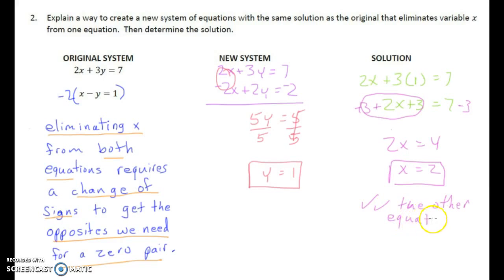You never want to go back to the first one, because if you made a mistake, you're going to make the same mistake. And in the first equation, it says x, which is 2, minus y, which is 1, equals 1. And indeed, 1 equals 1. We got it. Yay. We have an answer. 2, 1. Yay.